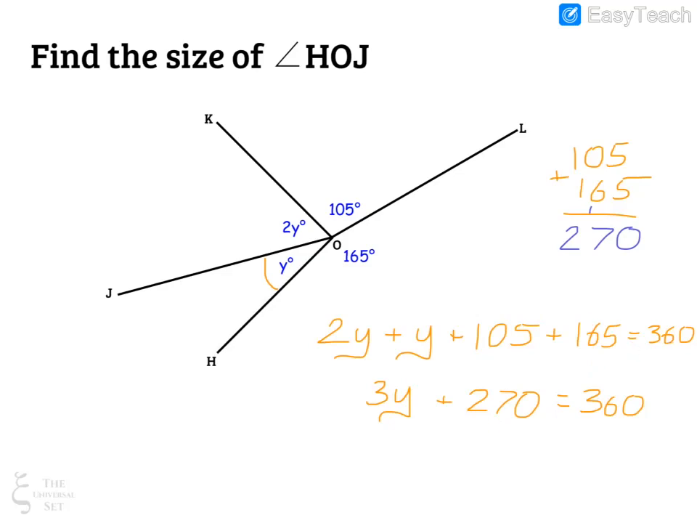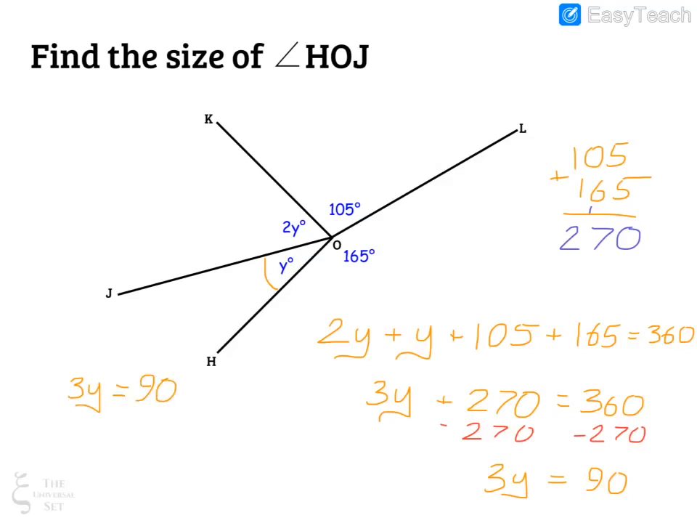So how am I going to go about solving this? Well, we better take away our 270 from both sides first. So take 270, take 270, and that's going to leave me with just 3y on the left, and 360 take 270. Again, maybe you do that in your head, maybe you could do it in a column sum, is equal to 90. So 3y is equal to 90. I've sort of run out of space over here. I'm going to rewrite it over here so we can carry on.